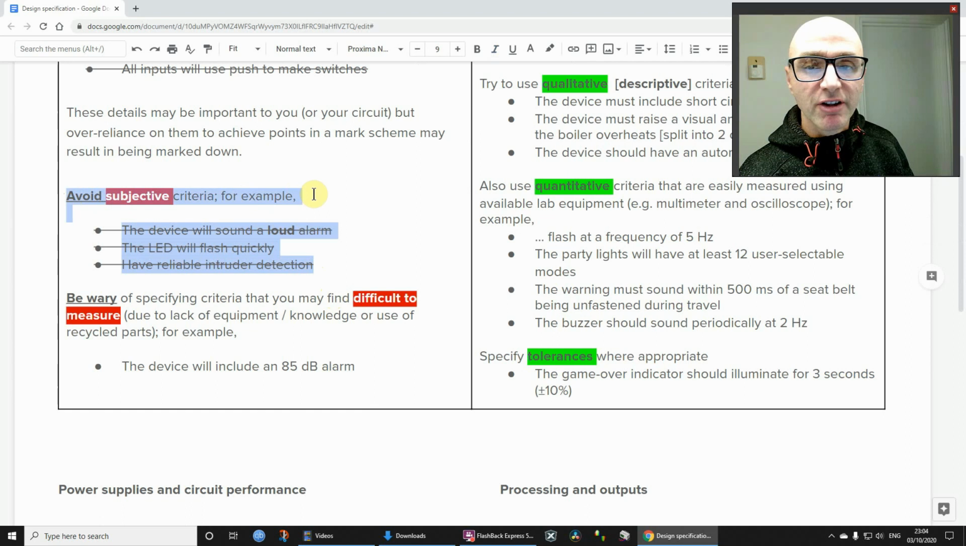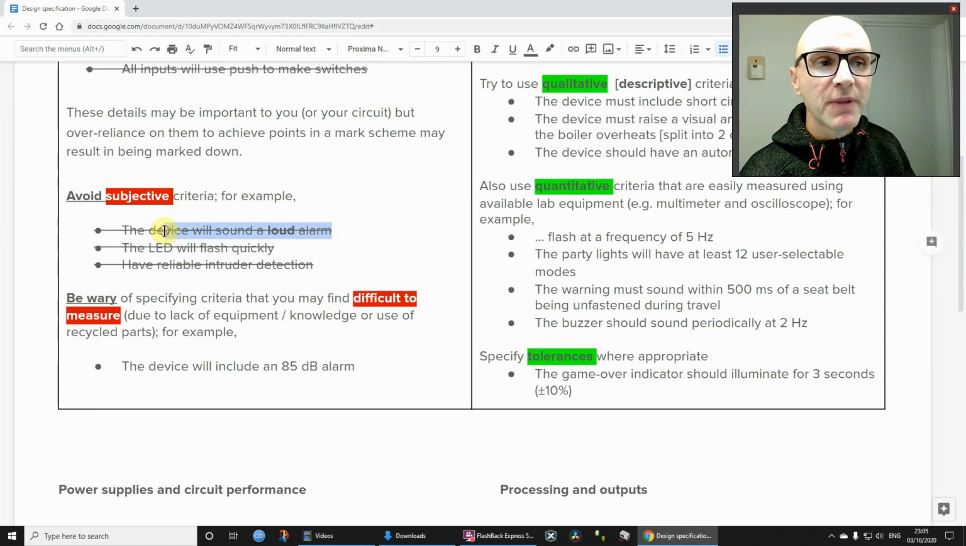So also avoid subjective criteria. Now, subjective criteria are the sort of things that if you ask two people, you might not necessarily get the same answer. Like if you ask, is she good looking, is he good looking, well, that's subjective because everyone's opinion is going to be different on that. So if, for example, you say your device or circuit will have a loud alarm, and remember we're later on supposed to be testing this to see whether it is actually loud or not, well, what is loud? You want to avoid that. And also this point about measuring loudness, we're going to come back to that in a while.